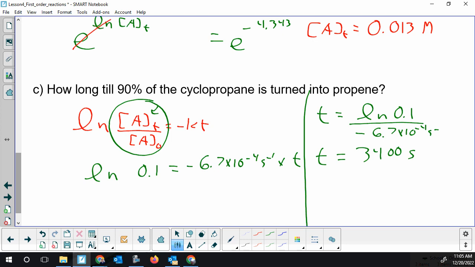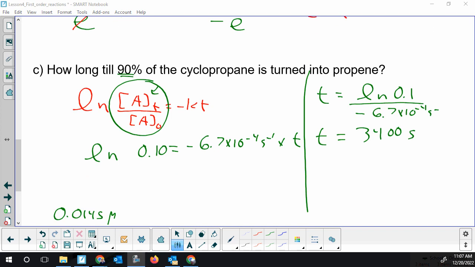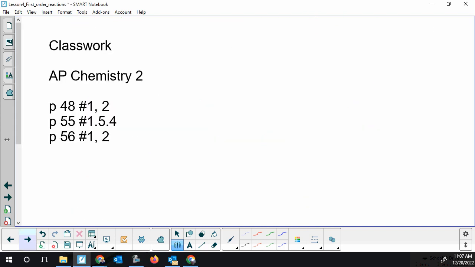A lot of questions are first order. We've got second order to do. I'll tie zero order in really quickly in the next lesson, but there's not much to do with zero order type questions. Okay. So for practice in the Edvantage book, number 48, 1 and 2, page 55, the answer is right below sample problem 1.5.4. But I think it's good to work through that problem, and then right below you've got the answer.